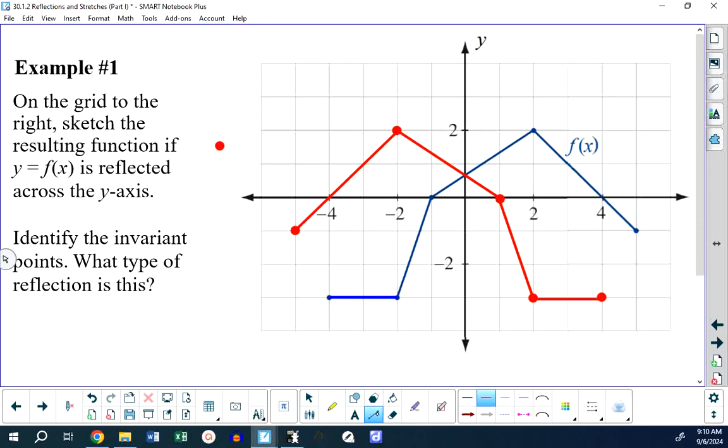So, is there an invariant point? No. It happens to be here. I'm going to identify it just by highlighting it. You can identify it however you like, but that happens to be the invariant point. What type of reflection is it? It's a horizontal reflection.